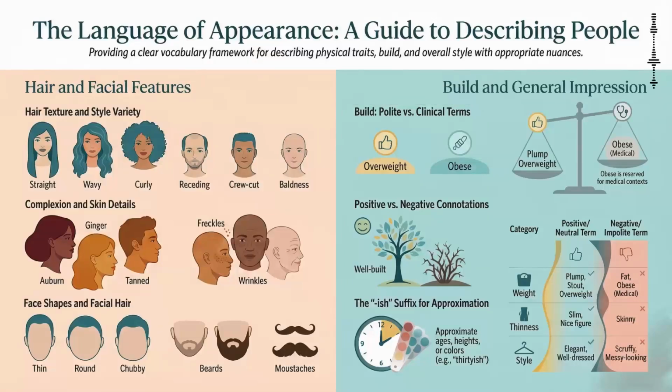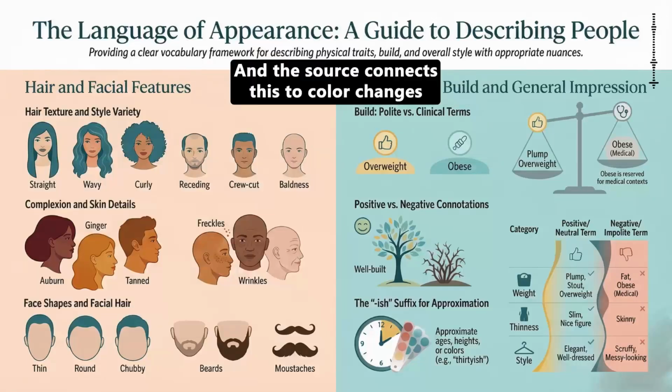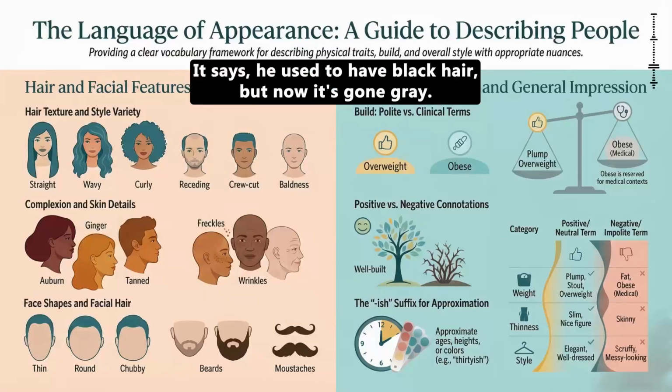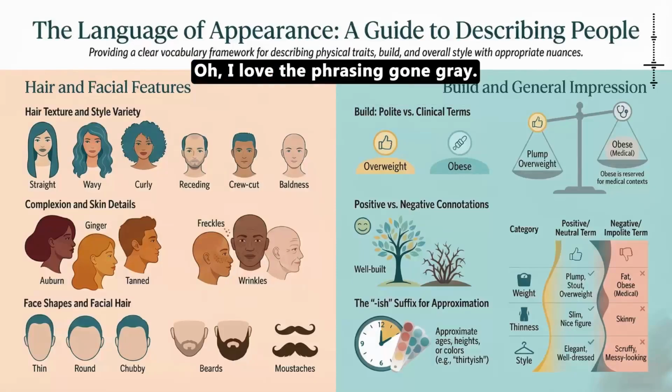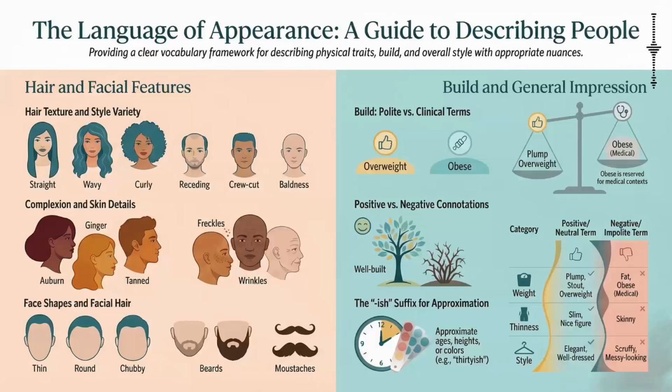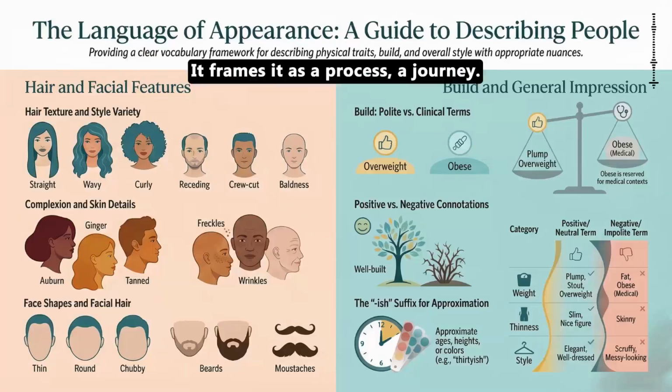It's dynamic. It is. And the source connects this to color changes with a line I thought was really evocative. It says, he used to have black hair, but now it's gone gray, almost white. Oh, I love the phrasing gone gray. It's not just static. It tells a story. It frames it as a process, a journey.